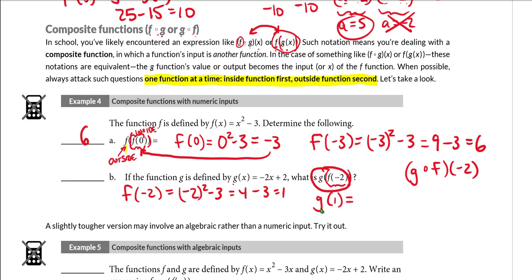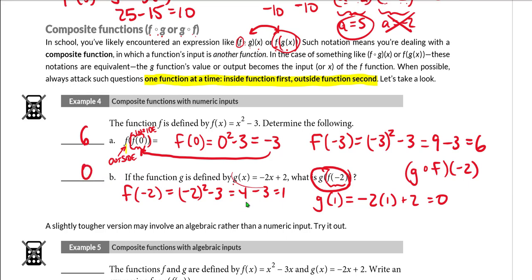So now I'm doing the outer function, my second step. And the g function is this linear function here. So I'm not going to use the f function again. I've got a new function being defined here. So this is negative 2 times 1 plus 2, which is, well, that's neat. We get 0.